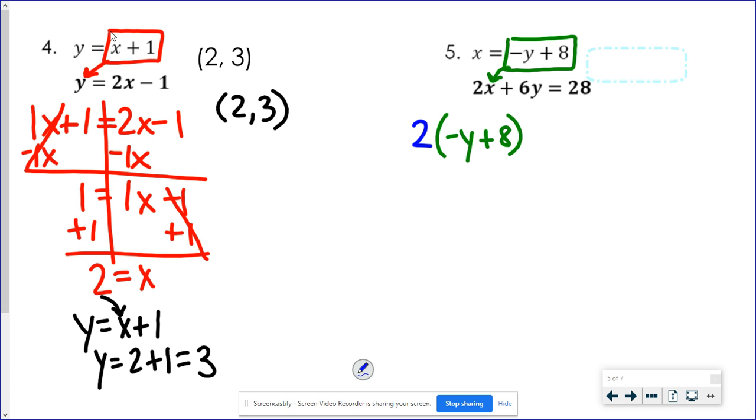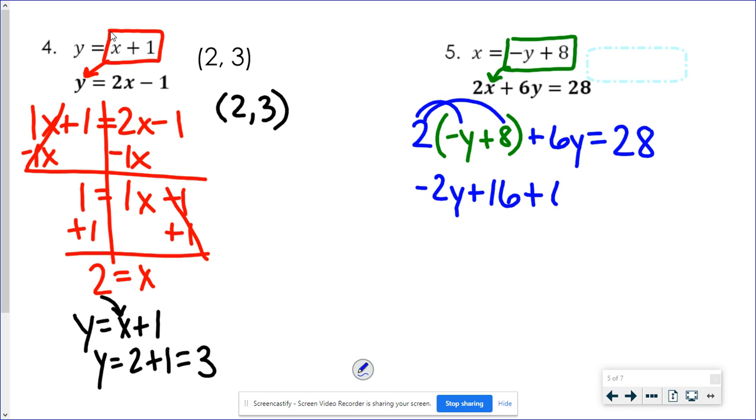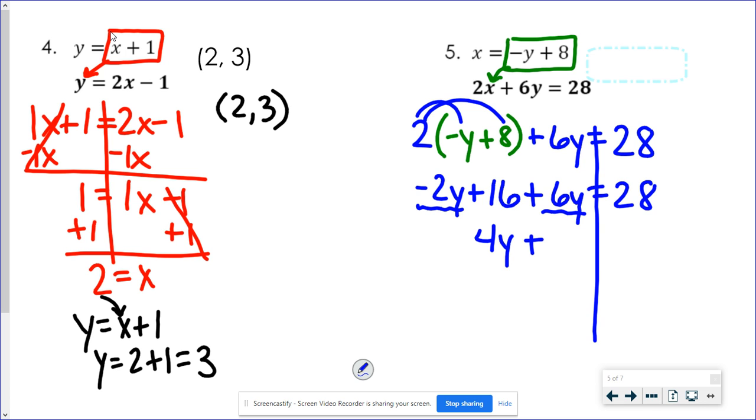Anytime you're going to need some distribution, absolutely use parentheses. In fact, I would even say just always use parentheses when you substitute if there's anything else on that side of the equal sign. So this is going to give me -2y + 16 + 6y = 28. If I combine my y's, that's a 4y. And then we'll get rid of the 16.